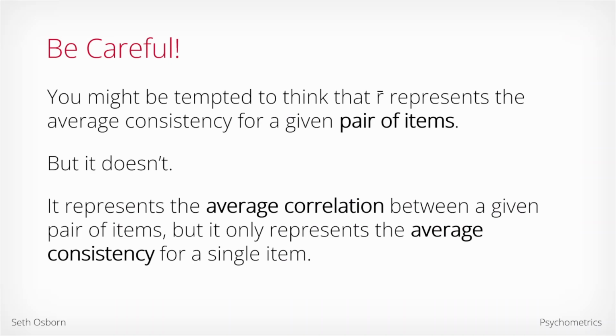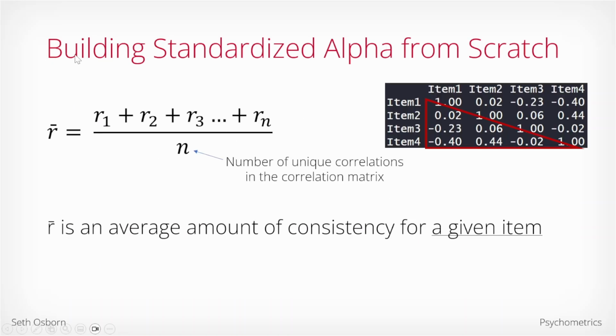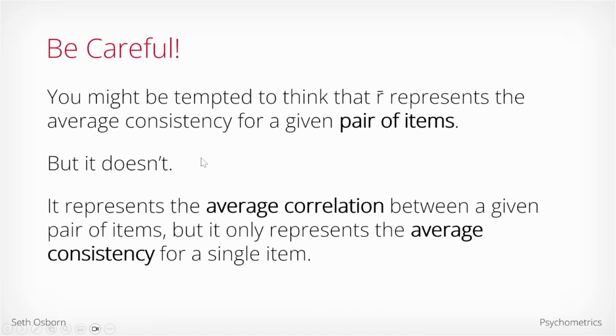You might be tempted to think that it would represent the average consistency for a given pair of items, because we divided by the number of pairs of items that went into it. But in fact, while that does represent the average correlation between a given pair of items, it only represents the average consistency for a single item. Why is that the case?